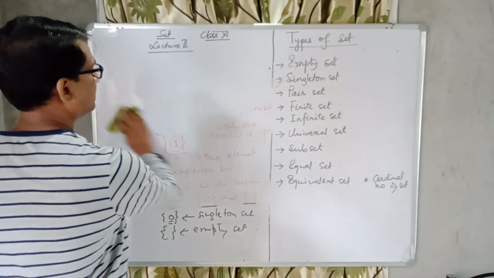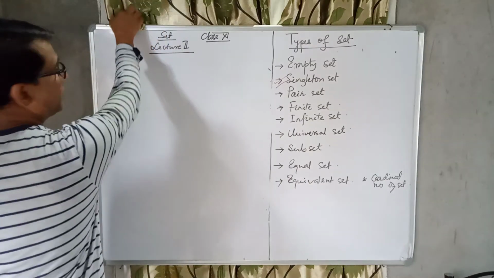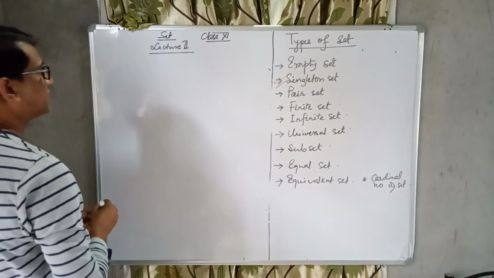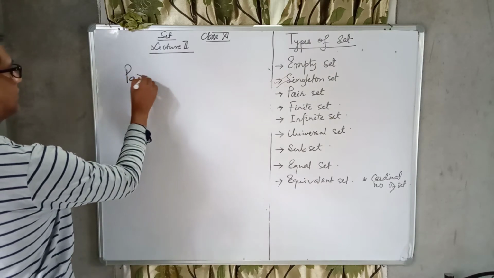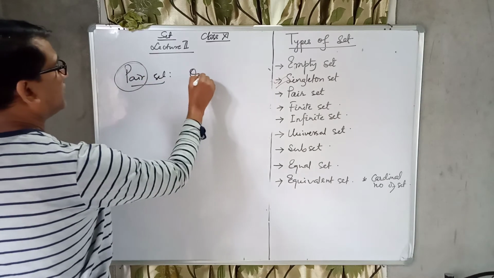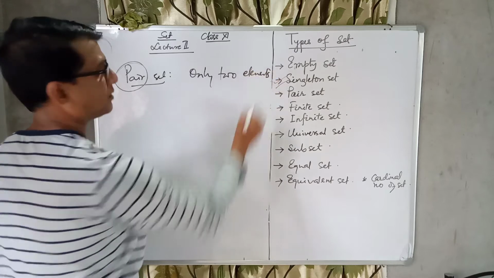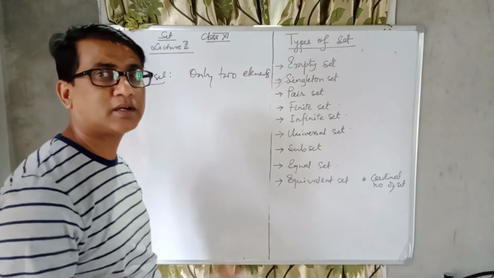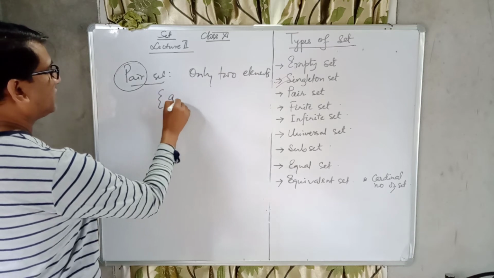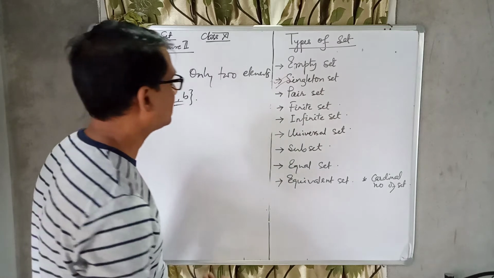Next, the pair set. What is a pair set? Pair means only two elements. If a set has only two elements, then it is called a pair set. As an example, {a, b}. How many elements? Two elements, so it is a pair set.